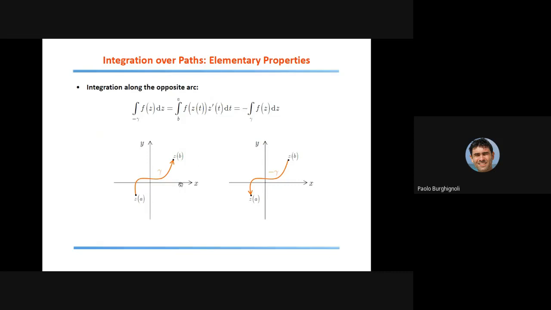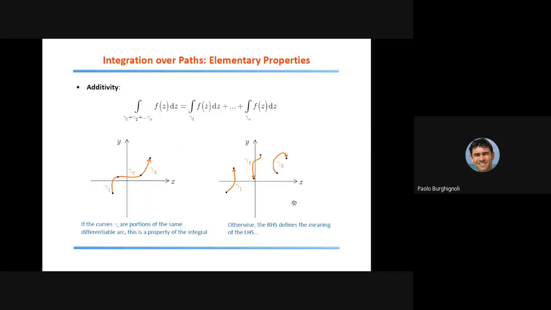Okay. In a drawing, we would indicate the direction of integration along our arc with an arrow. So in the left picture, you can see we integrate from A to B, whereas on the right picture, we go the opposite direction from B to A. Okay.